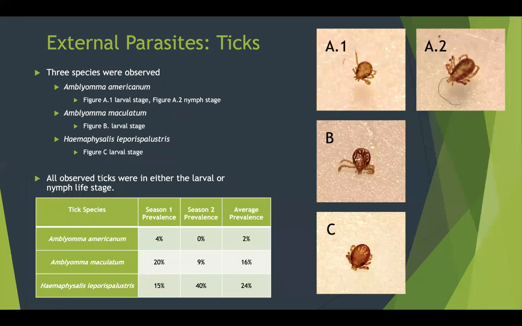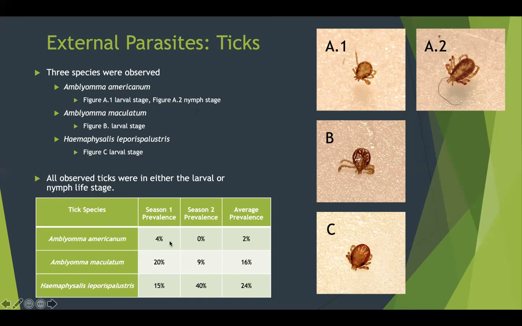Another external parasite we observed was ticks. So the 3 main species are Amblyomma americanum, also known as the Lone Star tick, Amblyomma maculatum, and Haemaphysalis leporispalustris, known as the rabbit tick. Only larval and nymphal stages were observed. So in A1, you can see the larval stage of Amblyomma americanum. A2, you can see the nymphal stage. In figure B, you can see the larval stage of Amblyomma maculatum. And in figure C, you can see the larval stage of Haemaphysalis leporispalustris.